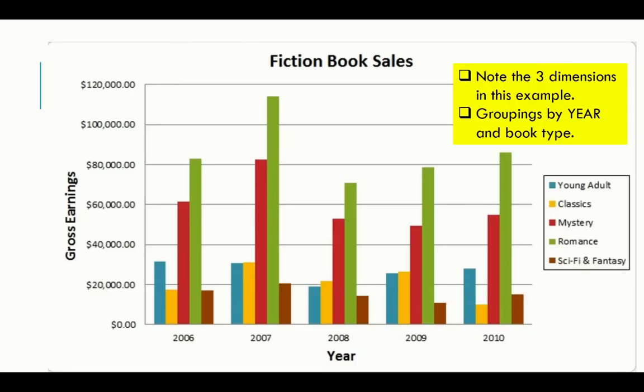That's okay. Now, here's our bar graph. And note that we have 3 different dimensions in this example. We have first groupings by year, right? 2006, 2007, 2008. And we have groupings by book type. If you look on the far right, you see that there's a legend. We've got blue for young adult, yellow for classics, red for mystery, green for romance, and then the brown color for sci-fi and fantasy. And those colors are very distinct from each other. But then we also have a dimension, which is the gross earnings, and which is our y-axis.